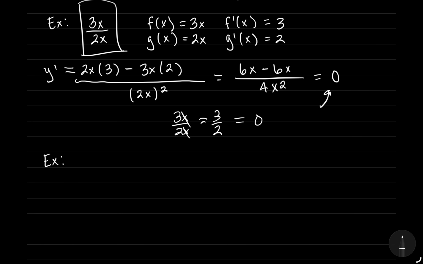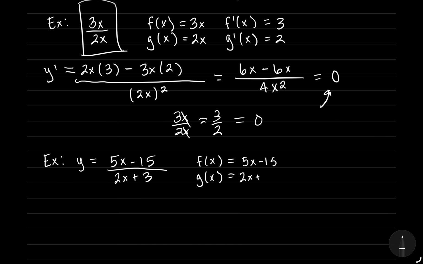Let's try something else. Say y equals 5x minus 15 over 2x plus 3. Okay. Set it up the same way. We have f of x is equal to 5x minus 15. g of x is equal to 2x plus 3. f prime of x is going to equal 5. And g prime of x is going to equal 2.